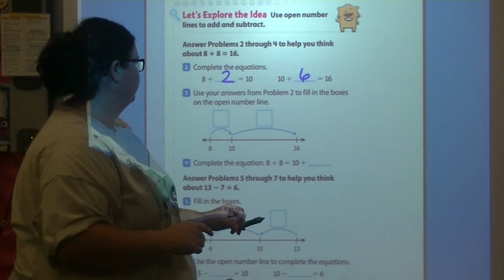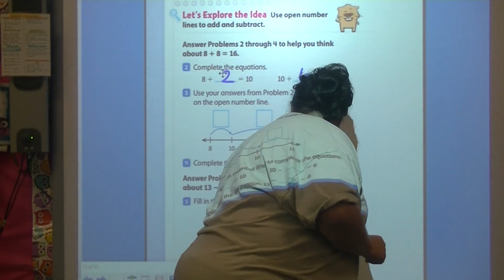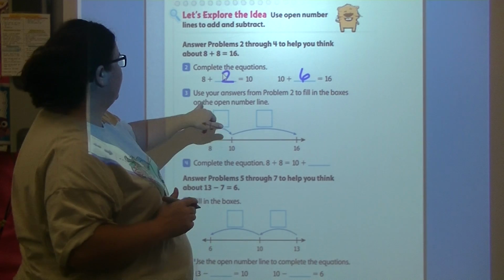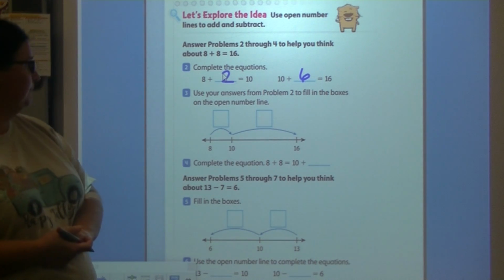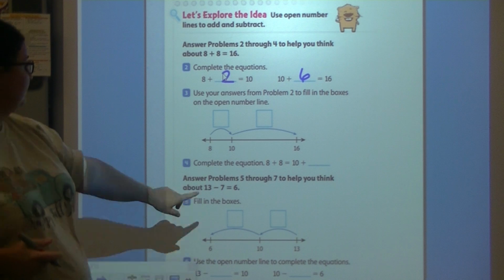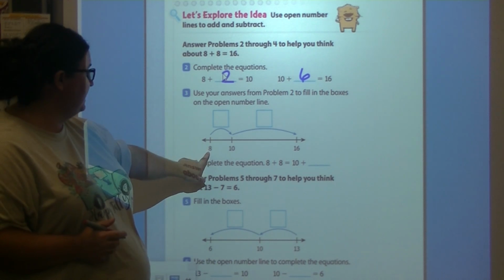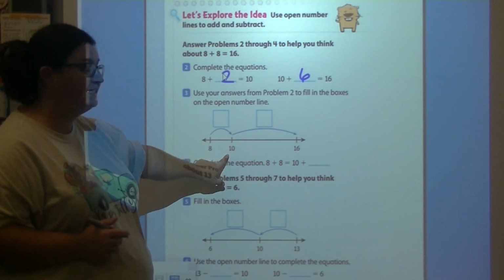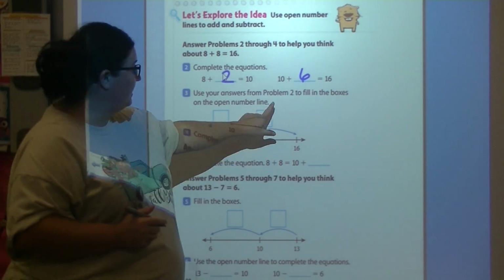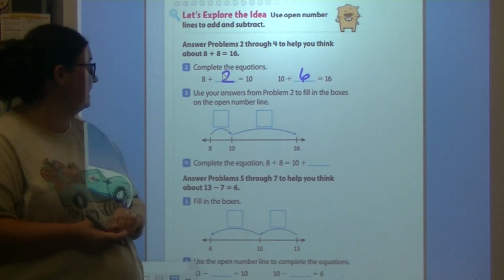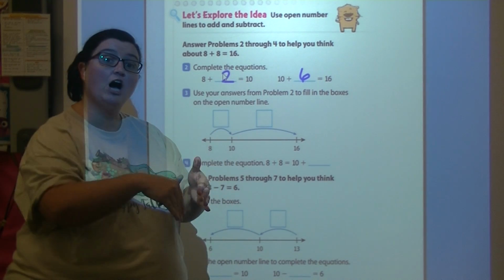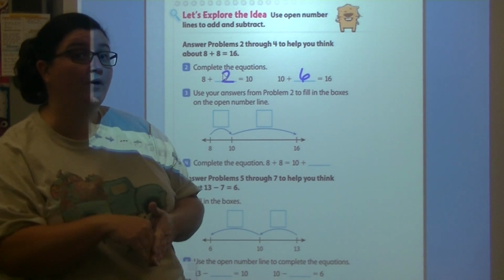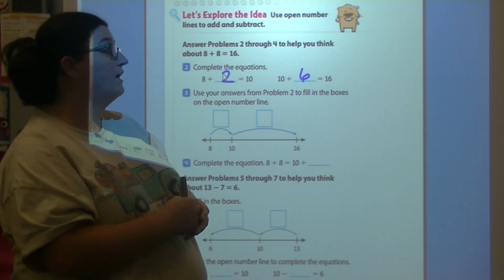Now, it says use your answers from problem 2 to fill in the boxes on the open number line. So here we have a number line. We have 8, and it hops to 10, and then it hops again to 16. These boxes let us know how many hops or jumps we would do on the number line, just like we're adding.